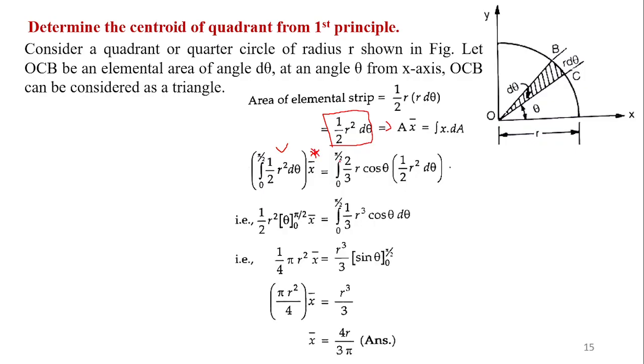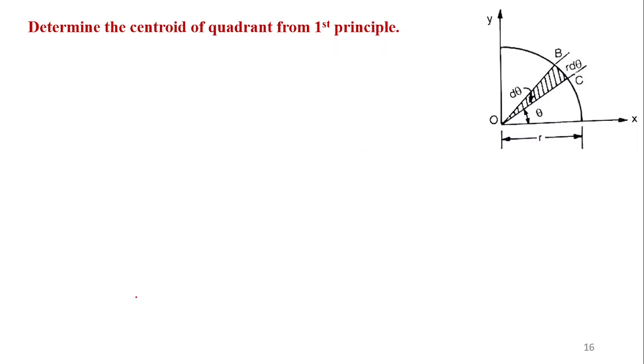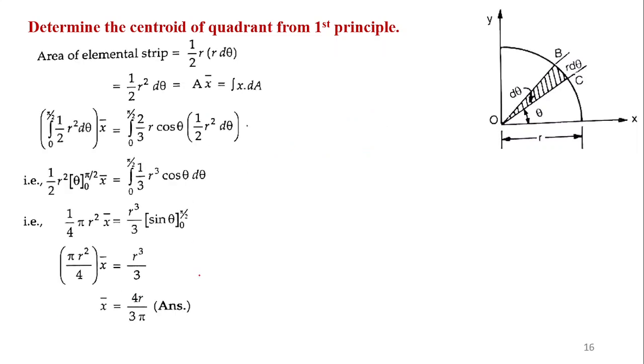Then, integral over 0 to pi by 2, 2/3 of r cos theta multiplied with dA value, which is 1 by 2 r square d theta. Applying the integration and performing all the other steps, you are going to get x bar equals 4r by 3 pi. Performing the same thing on the other end, you are going to get the same result. So this is all for the x bar.